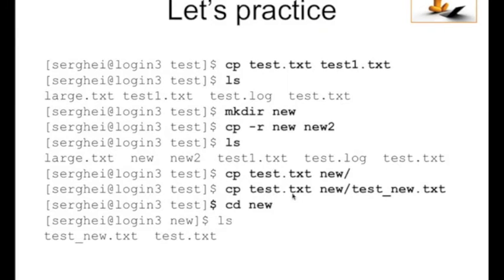So here I copy the file, which is called test.txt. I copy it to directory new, and I give a new name. Not necessarily, but then again, we'll talk about this later, you will need to provide the path to the file, right?